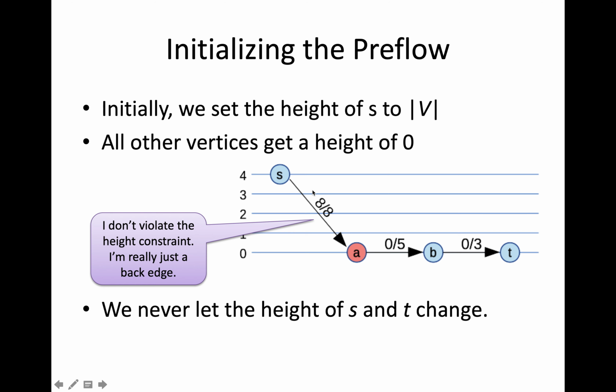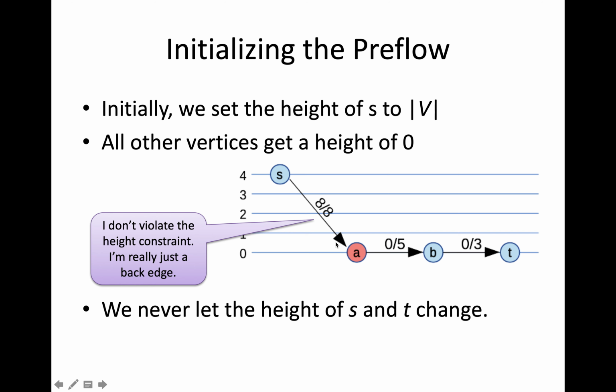So think of S as being high enough that you can get as much flow as you want from S to T, still following the rules for the height. You remember the rules for the height were, there's really only one constraint, and that is you can't have an edge in the residual graph that goes down by more than 1. At first, you might look at this graph and say, oh, it violates that constraint, because here's an edge and it's going down by 4 instead of 1.